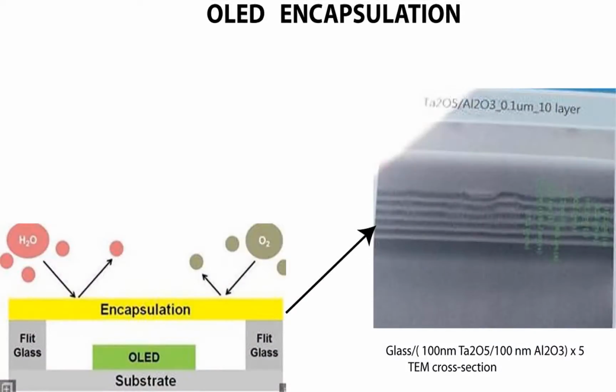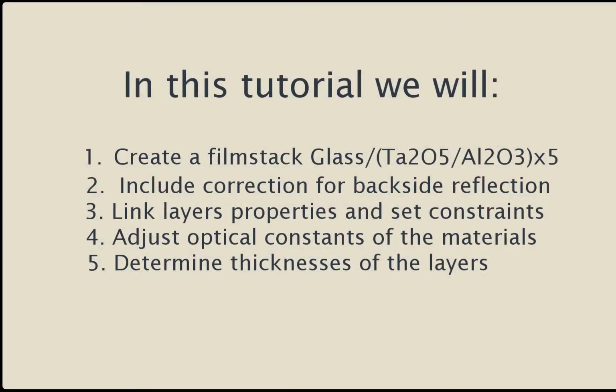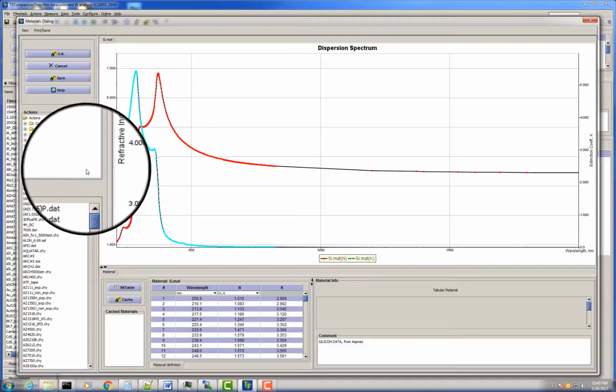This is a short tutorial, about 10 minutes, where we'll discuss modeling of the film stack for OLED encapsulation. It's a 10-layer film stack with double layers of tantalum oxide and aluminum oxide on a glass. We'll create a film stack with these 10 layers, include a correction for the backside reflection from the back of the film glass, link the layers, set constraints to limit the number of calculated parameters, adjust the optical constants, and finally determine the thickness of the layers.